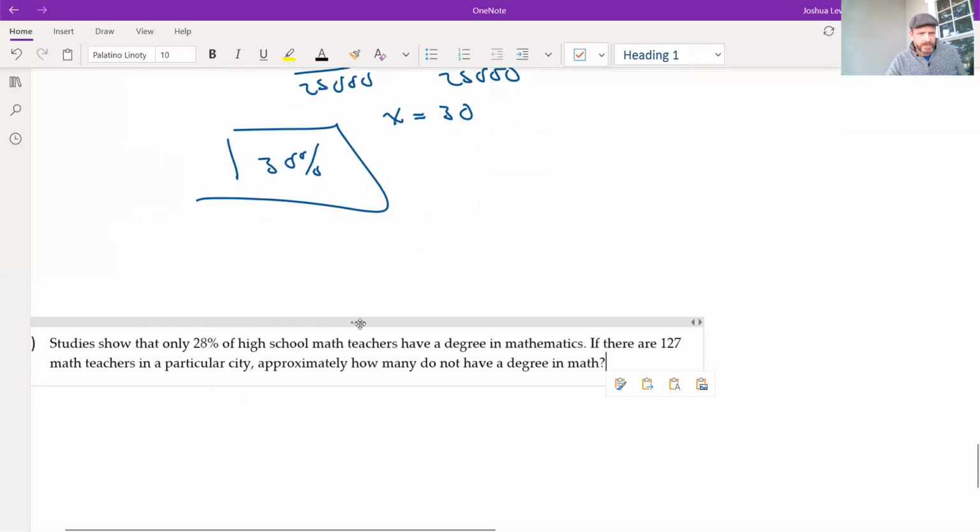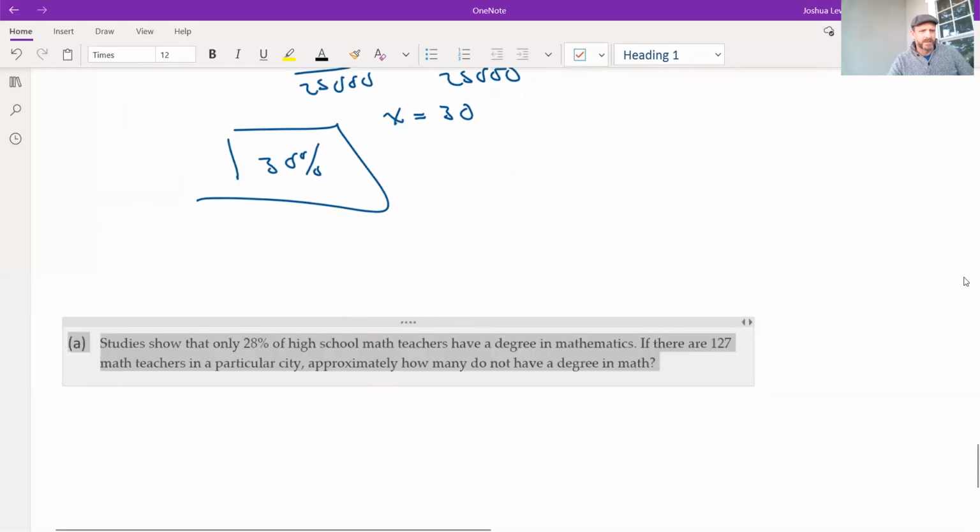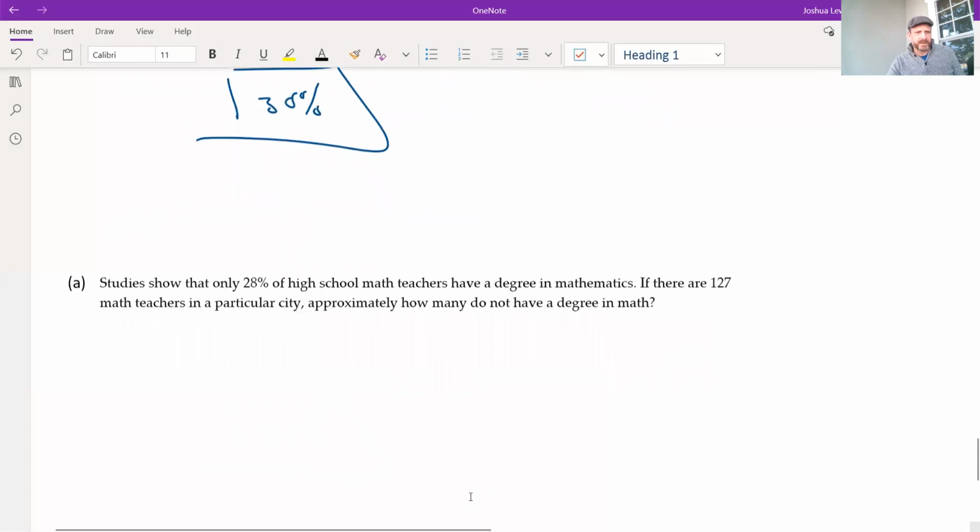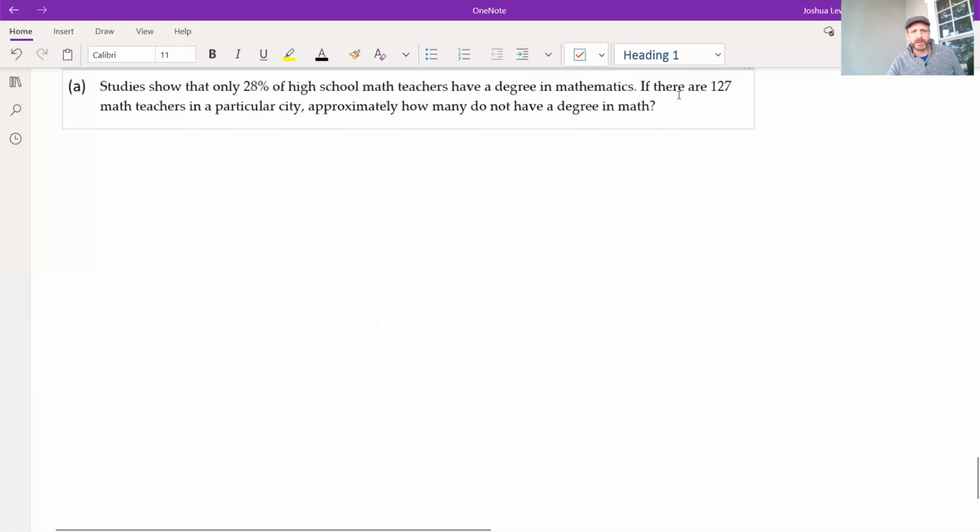All right, studies show that 28% of high school math teachers have a degree in mathematics. How I wish this weren't true, but it is. Approximately how many do not have a degree in mathematics?